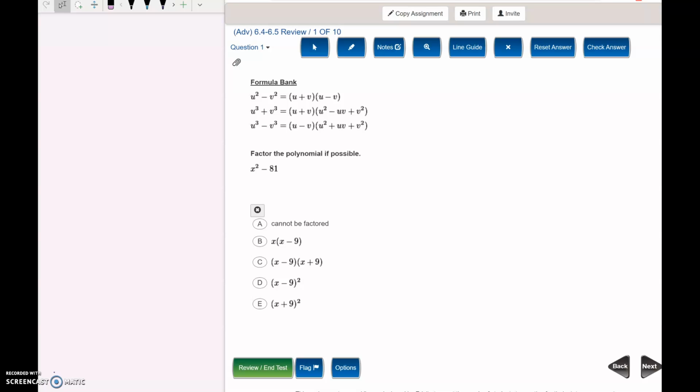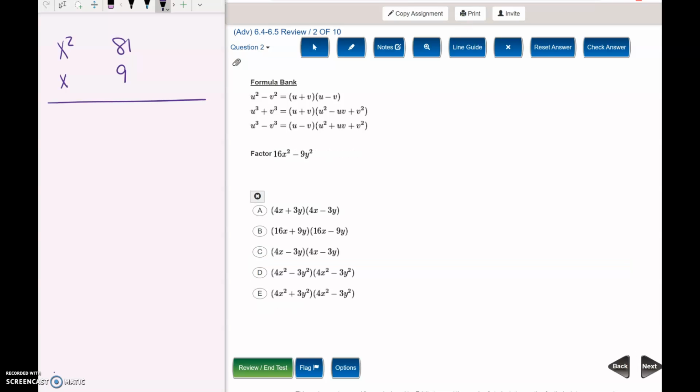Number 1 is a difference of two squares, x squared minus 81. X squared is the perfect square of x. 81 is the perfect square of 9. So the factored form is x plus 9, x minus 9, and the order of those binomials does not matter.